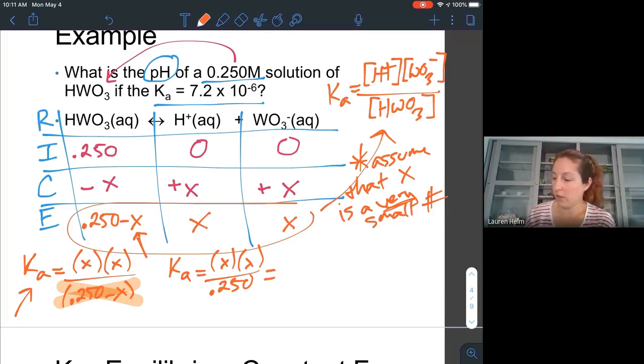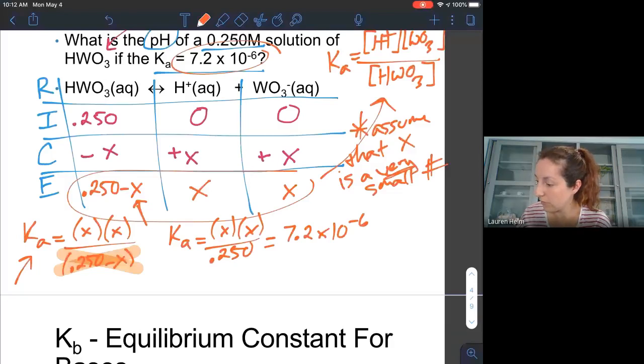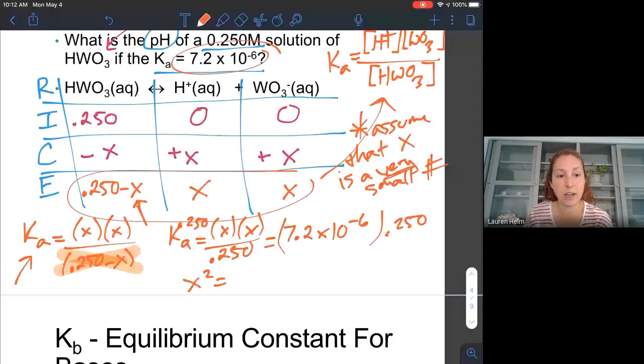So this Ka, we're told what it's equal to. It's equal to 7.2 times 10 to the negative 6th. How do I get X by itself so I can solve for it? Well, first I can multiply both sides by 0.250. Then I get that X times X, or X squared, is equal to 7.2 times 10 to the negative 6 times 0.250, which is 1.8 times 10 to the negative 6th.